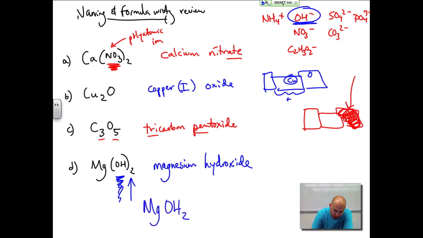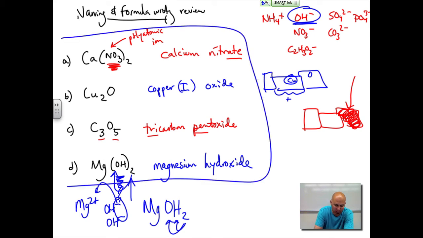They put OH2 like this. Notice that this means I have two H's, but it doesn't mean I have two O's. This 2 goes to both the H and the O, which makes sense, right? Because if magnesium is a 2+ and each hydroxide is a 1-, we need 2 of the whole thing to balance off the 2+ charge. So those are some examples, again, of some of our formulas.